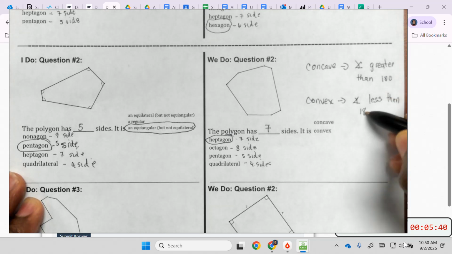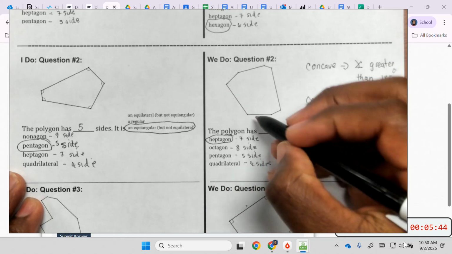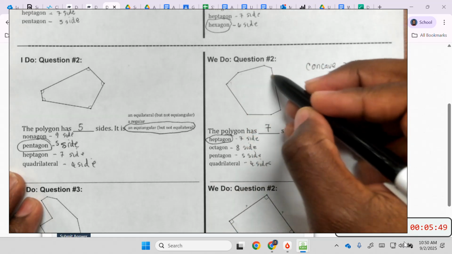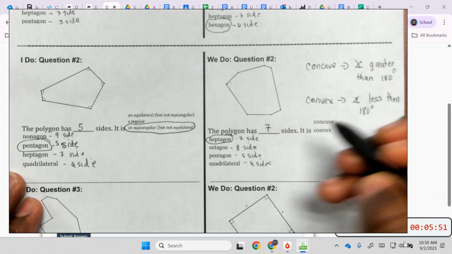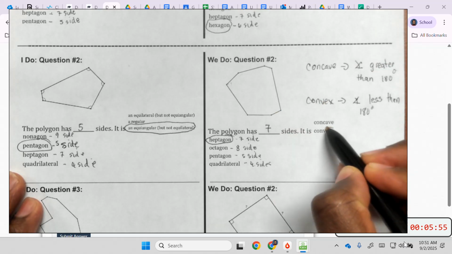Okay. And you know that 180 degrees is a straight line. So none of these right here are straight lines. Each of these angles is not a straight line. So that means that this would be convex, because all of them are less than 180.